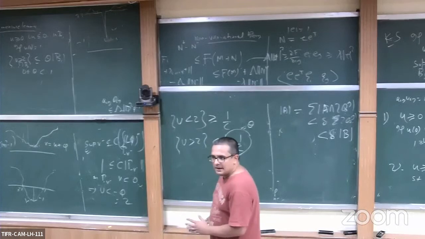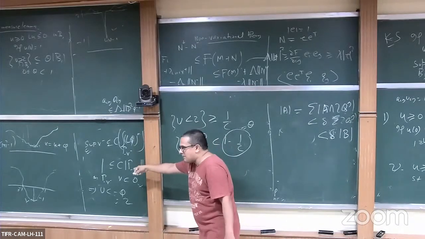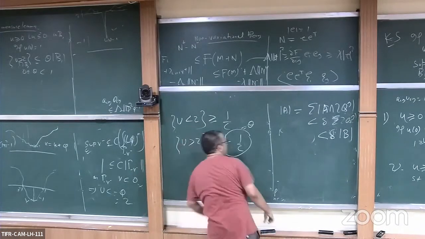Okay? Clear? So if this set is large, which the ABP provides, the other set is small. That's all.